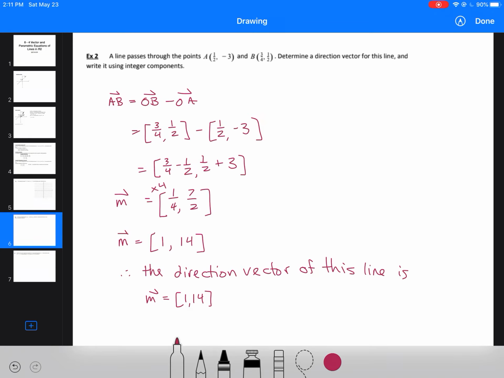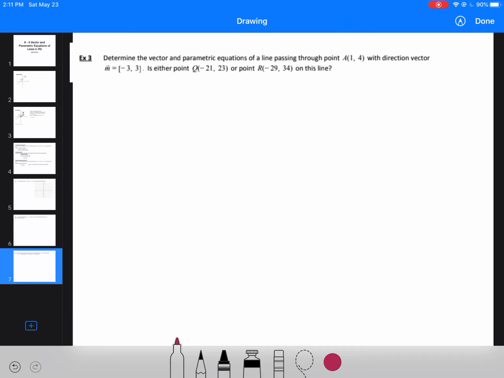Okay, let's look at one more example. Determine the vector and parametric equations of a line passing through the point A with direction vector m = (-3, 3). Okay, so that's our first part. So let's put that as part A. And then part B, we're going to check and see if some points lie on the line. So let's do our equations first.